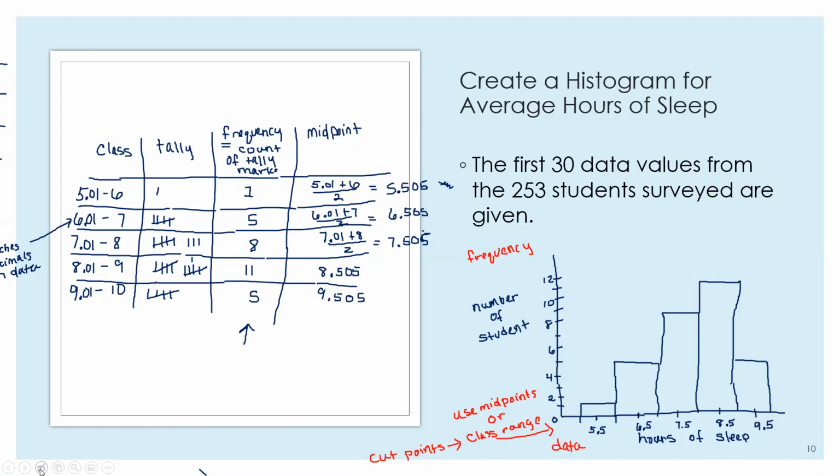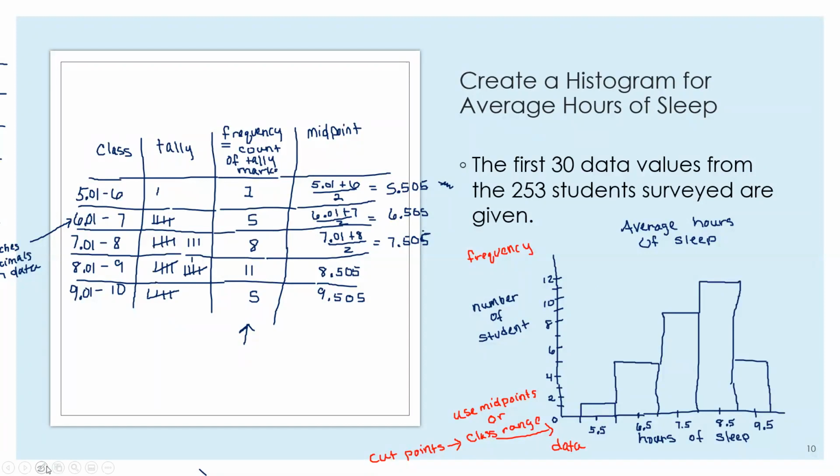So we're almost done. We have one last piece that we need on a histogram, and that is that every graph, no matter what, needs a title. So this is the average hours of sleep. We could put more, for 30 college students, et cetera, but we definitely need something there as a title that gives some more meaning to the graph. So that is creating a histogram by hand.